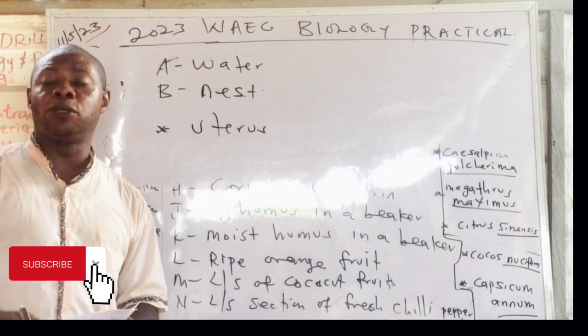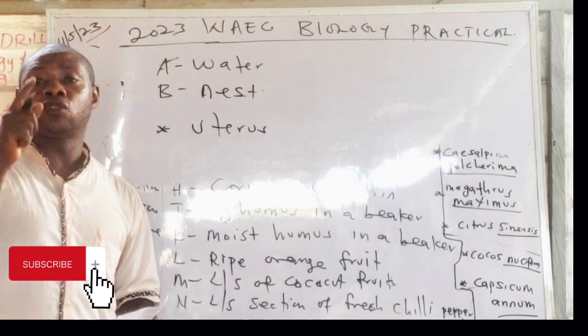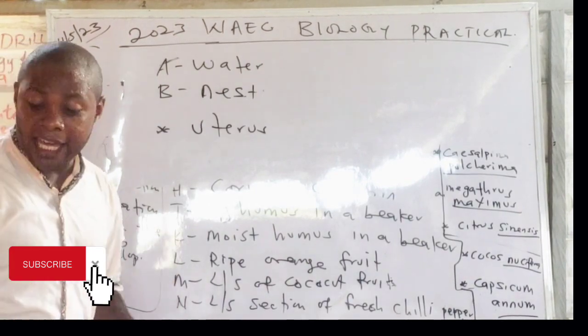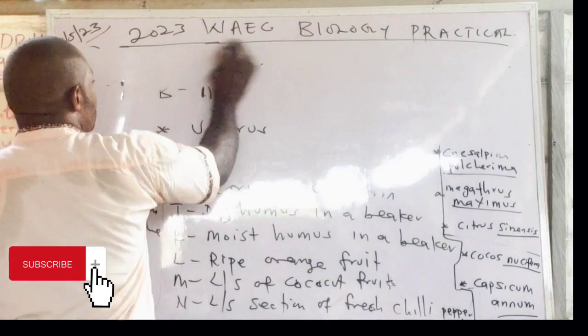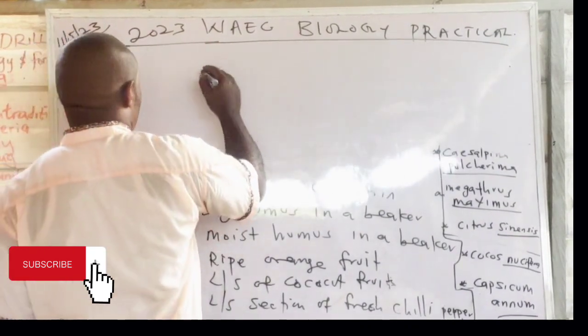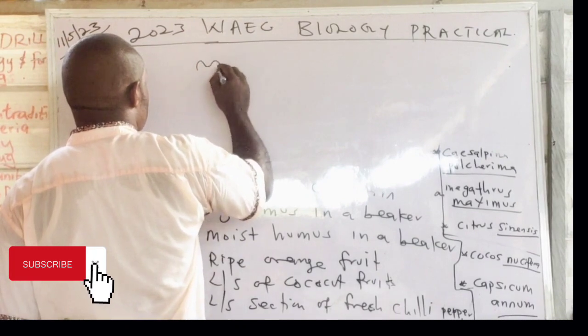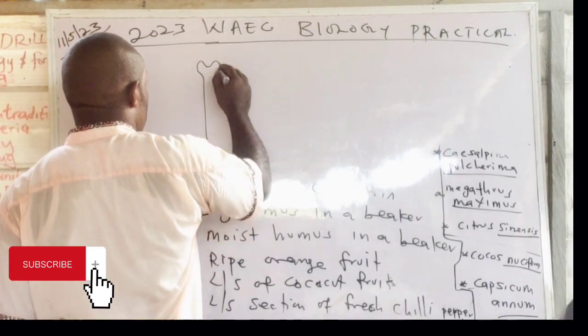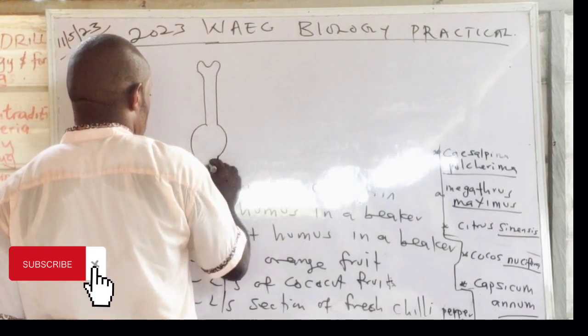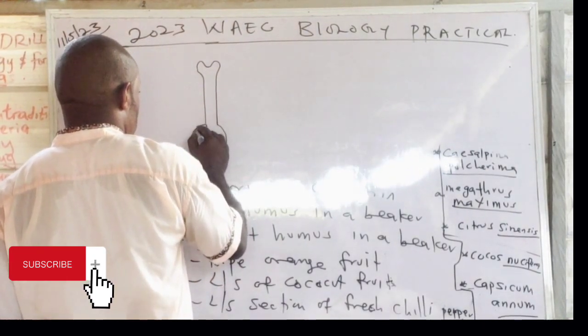If they ask you to draw between 8 to 10 centimeters longitudinal section of specimen D, and you are drawing a whole plant, your mark may be removed. This is pride of Barbados, I want to believe. Let me just do a small sketch. This is just a small sketch.